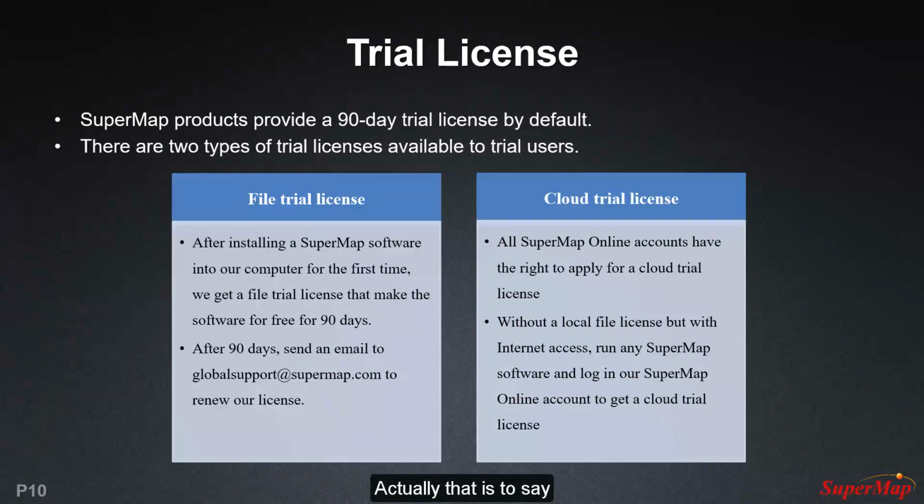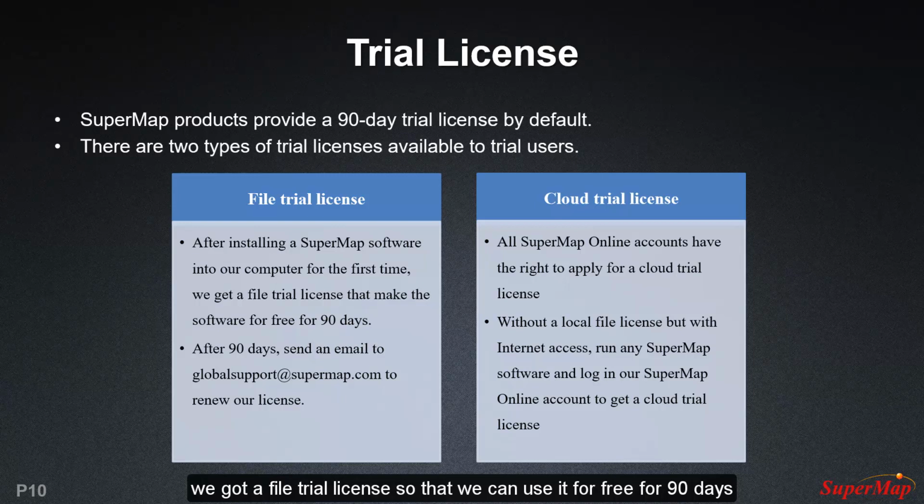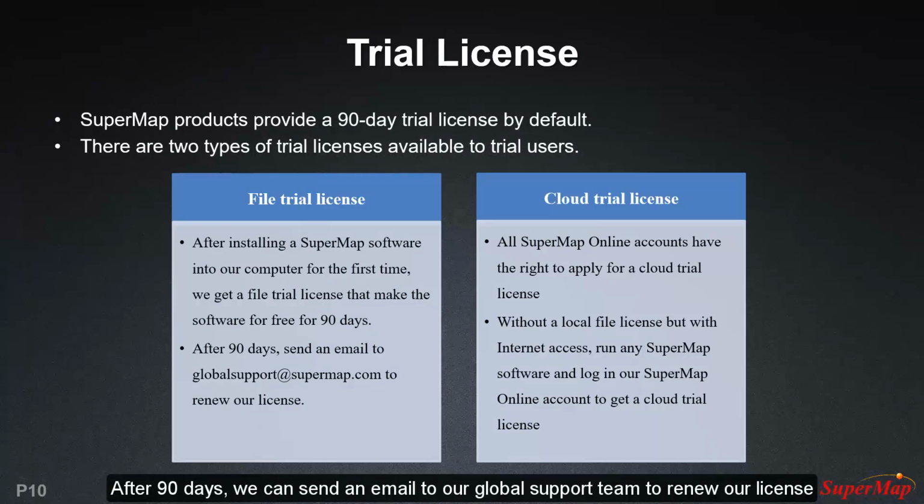Actually, that is to say, after installing a SuperMap software on our computer for the first time, we get a file trial license so that we can use it for free for 90 days. After 90 days, we can send an email to our global support team to renew our license.